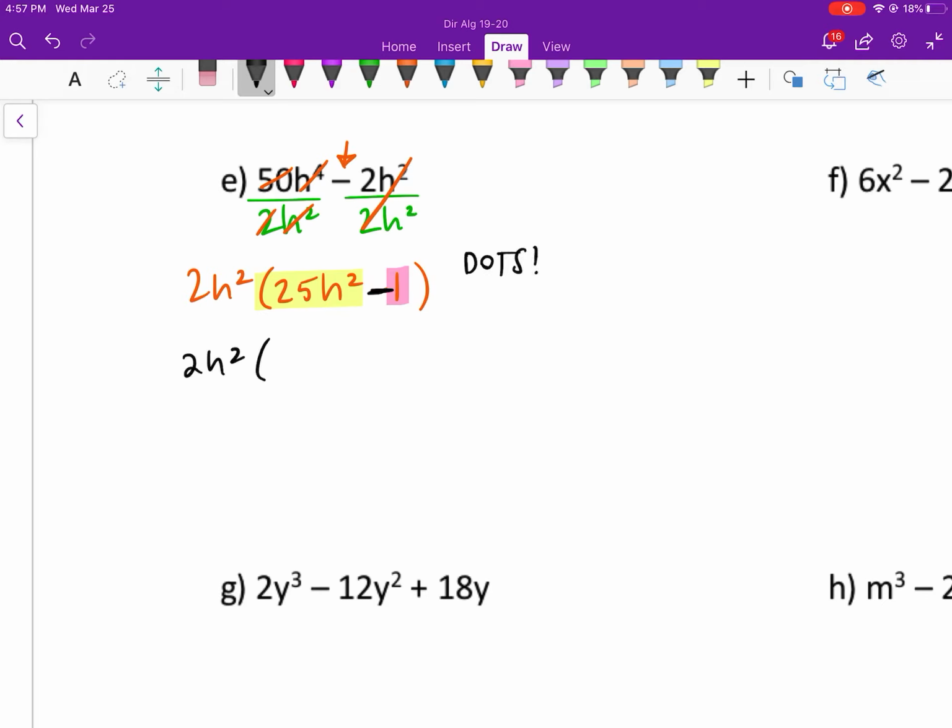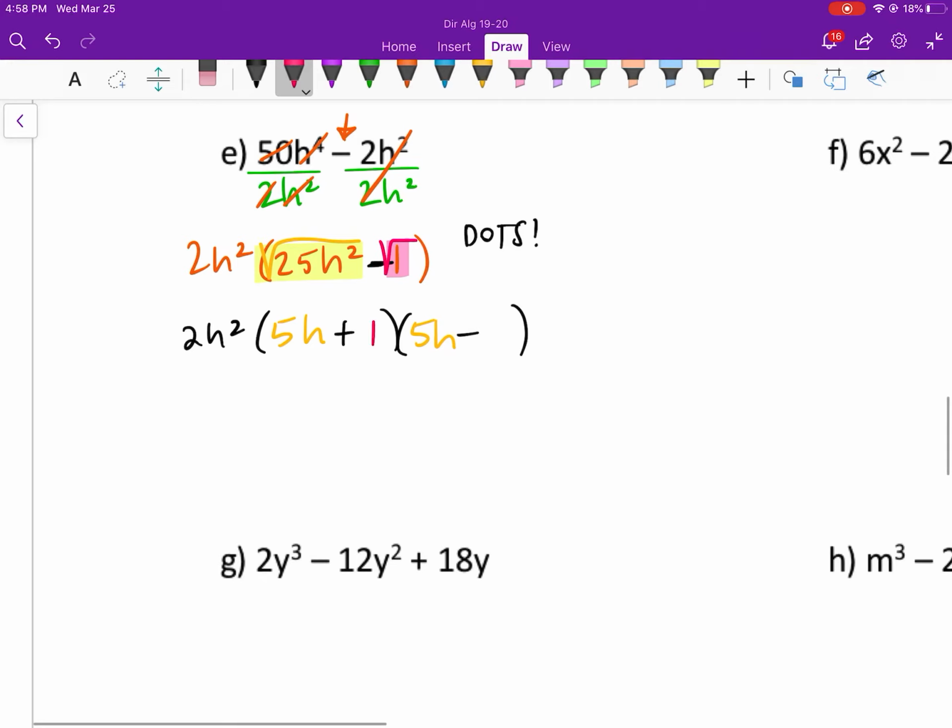So we start with that 2h squared. Remember, dots becomes 2 sets of parentheses, 1 plus 1 minus. To find out what goes first, we square root our first term. The square root of 25h squared, well, square root of 25 is a 5. Square root of h squared is just h. And then to find out what goes last, we square root our last term. Well, that's just going to be 1 and 1. So now we're done factoring.